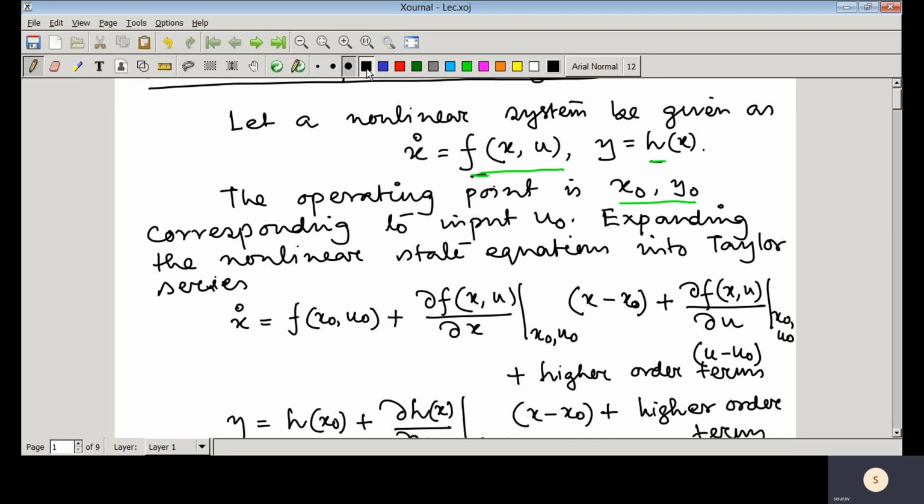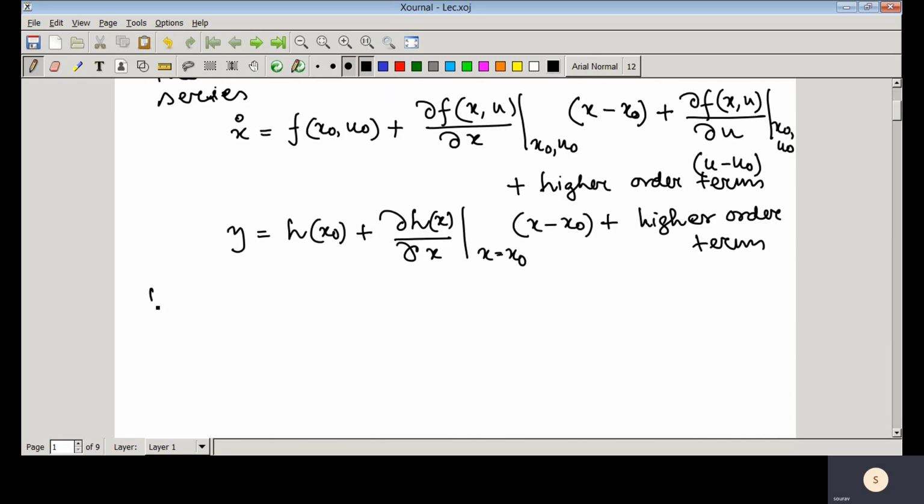So now we assume that the perturbations with respect to the operating point are delta x equal to x minus x0, delta u equal to u minus u0, and delta y equal to y minus y0. So this is the perturbation with respect to the operating point.